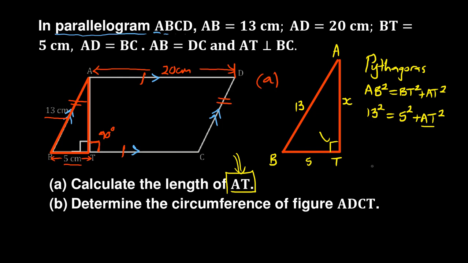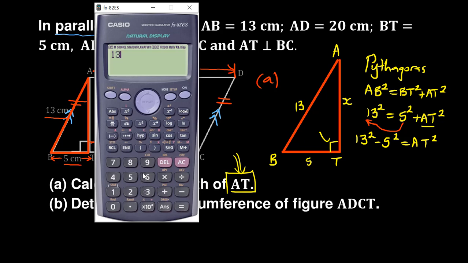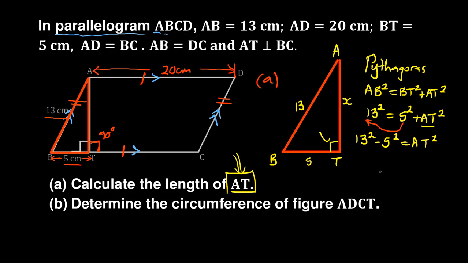So there is my AT already. Now I have to make AT the subject of the formula. What I need to do is to take the 5 squared, jump the equal sign and join 13 squared so that it becomes negative. So I've got 13 squared minus 5 squared is equal to AT squared. With that, I am able to calculate the final answer for 13 squared minus 5 squared. I'm getting 144. So 144 is equal to AT squared.